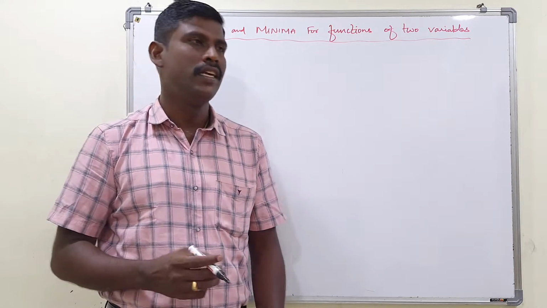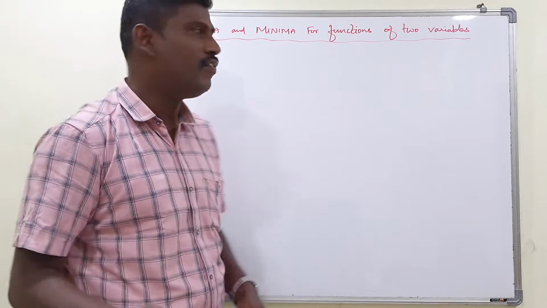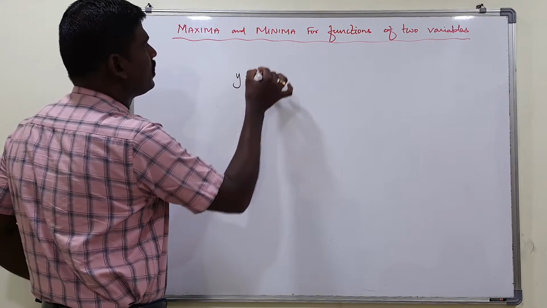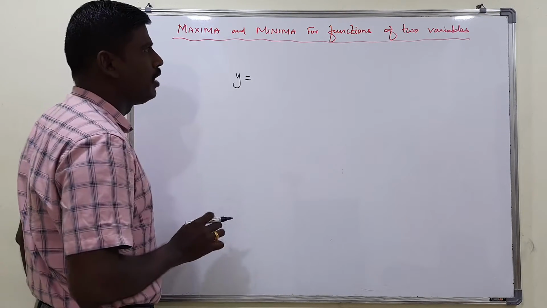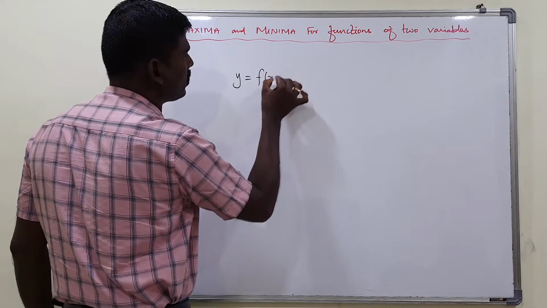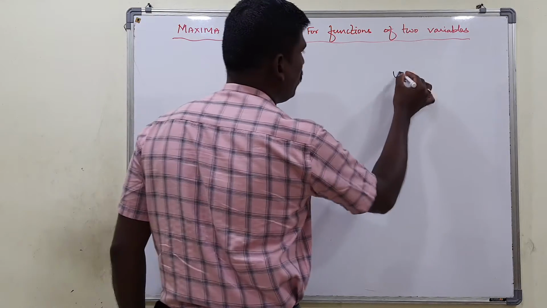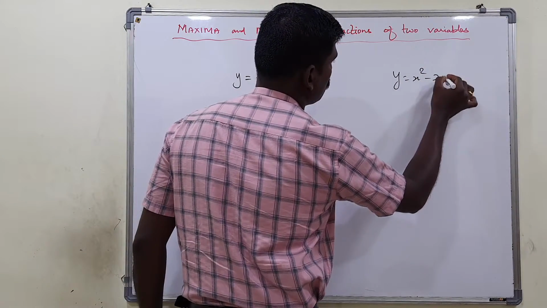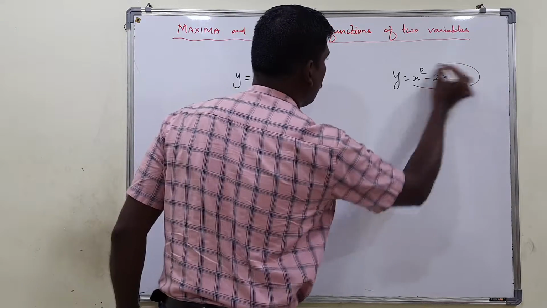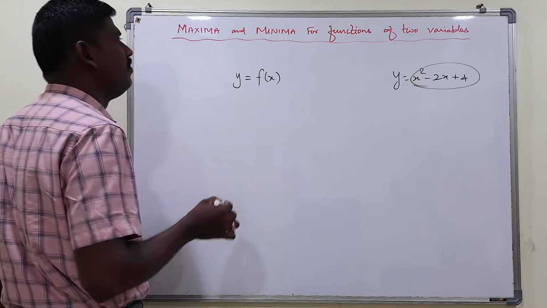Already we studied maxima and minima in school level, isn't it? In one function of one variable, right? In school level, we studied the same concept, maxima and minima of a function of only one variable. Consider y equal to f of x be a function in one variable x. For example, y equal to x square minus 2x plus 4 like that. So it's a function of a single variable x.